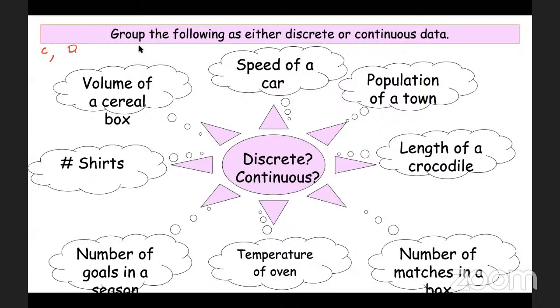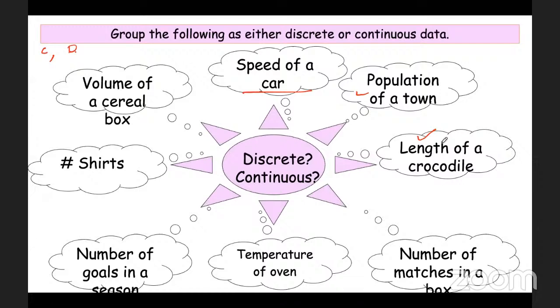And speed of a car, speed of a car is continuous. Population of a town, discrete. Very good. Length of a crocodile.